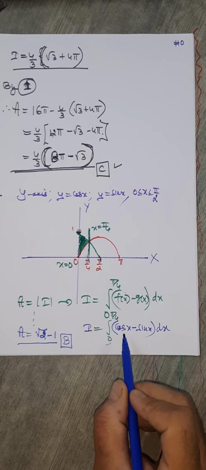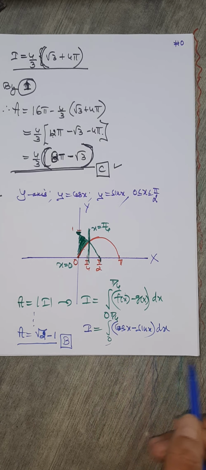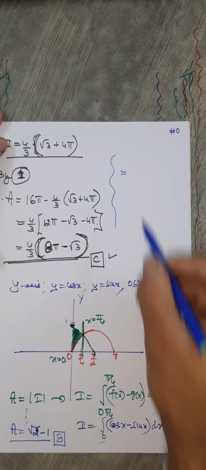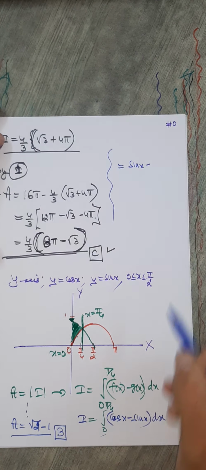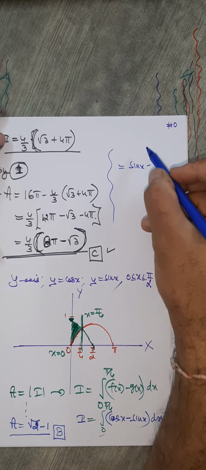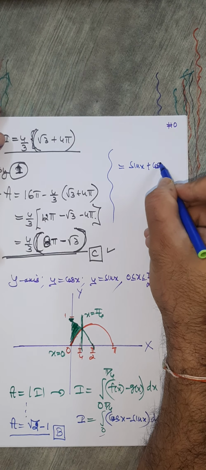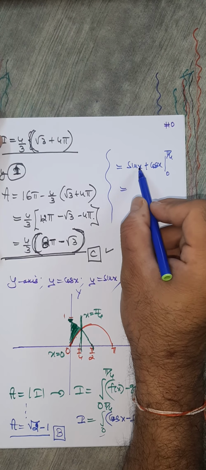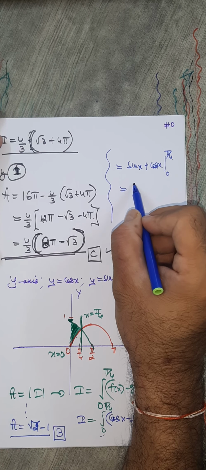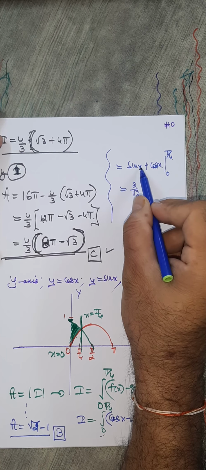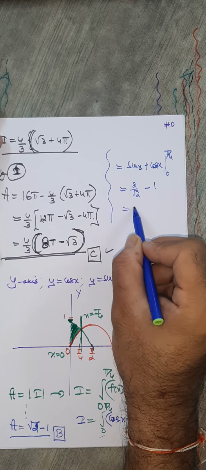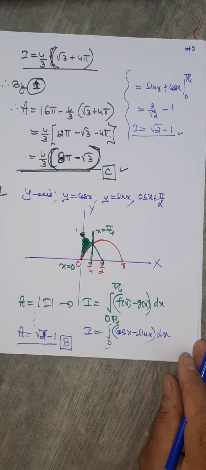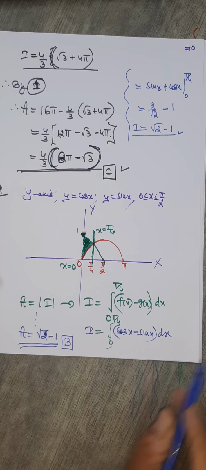This is a very simple integral. You know, integral of cos is sin x, minus integral of sin, you know, it is minus cos, so minus minus, plus cos x. Limits from where to where? 0 to pi by 4. Put the upper limit, sin pi by 4 is 1 by root 2, 1 by root 2. So it is 2 by root 2 minus the lower limit. This is 0, this is 1. So you are getting root 2 minus 1. This is I, remember. And therefore A equals root 2 minus 1.